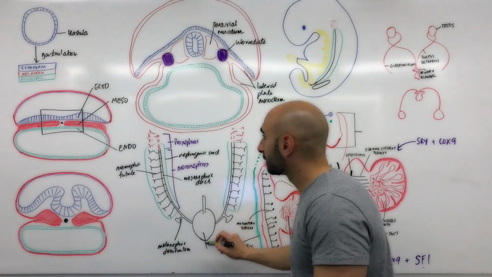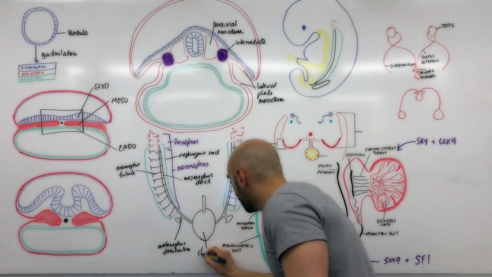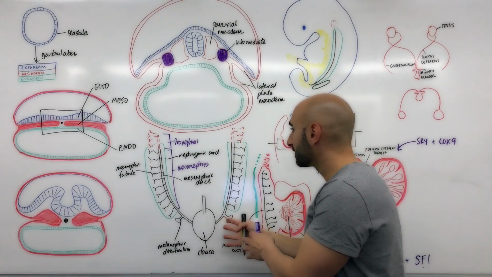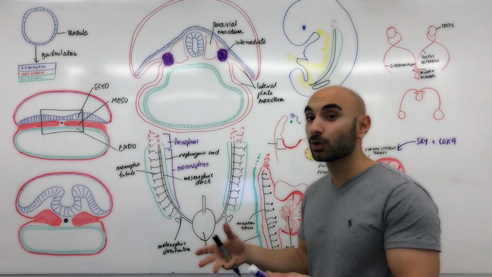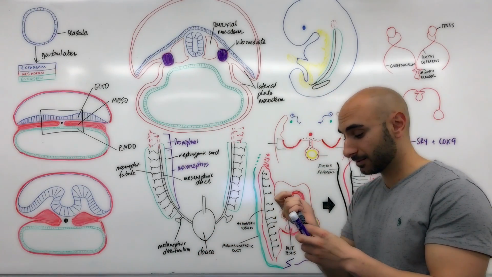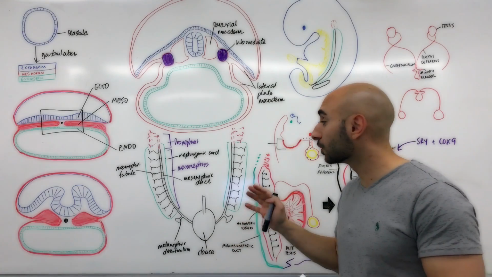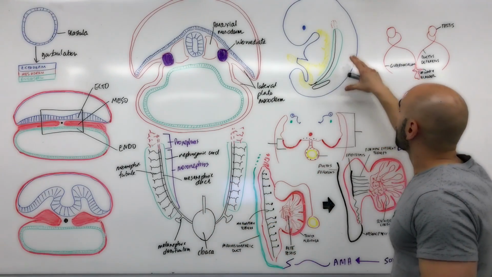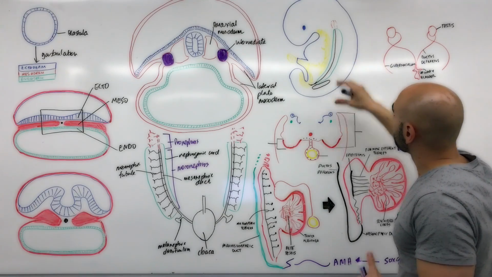And over here we have the cloaca, and its posterior portion will eventually become the anus, and its anterior portion will become the urogenital sinus. Okay. That's enough about the kidneys, but it is very important to know about this before we get into the testes. Okay, let's have a look at this fetus over here.